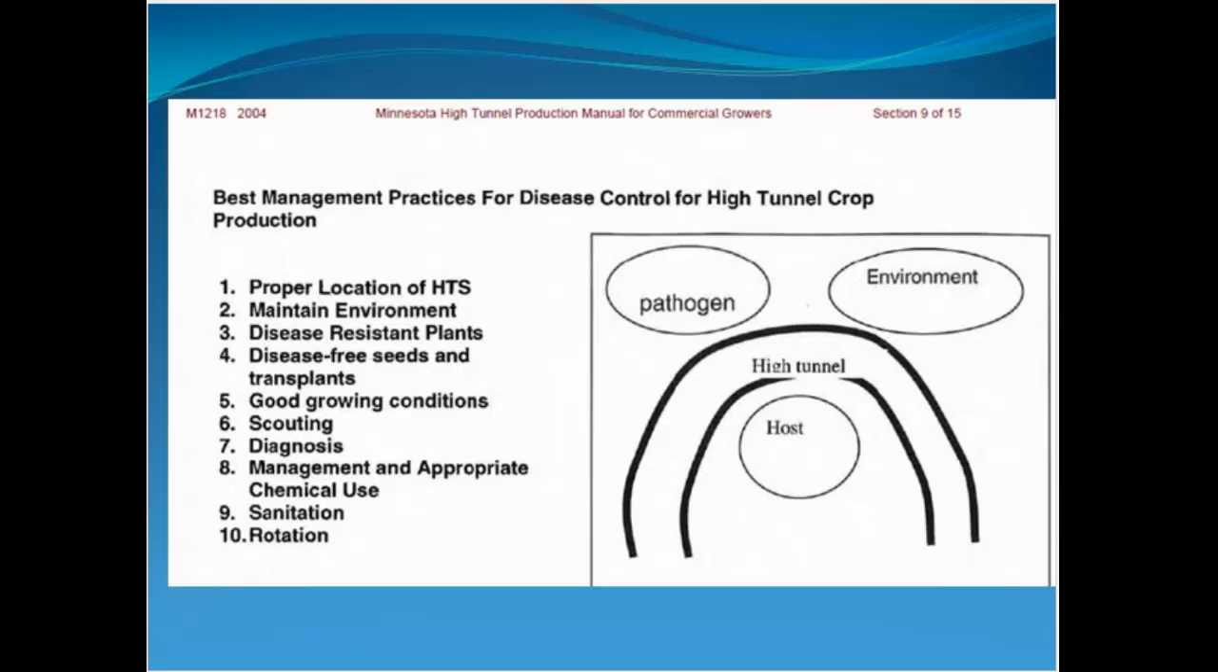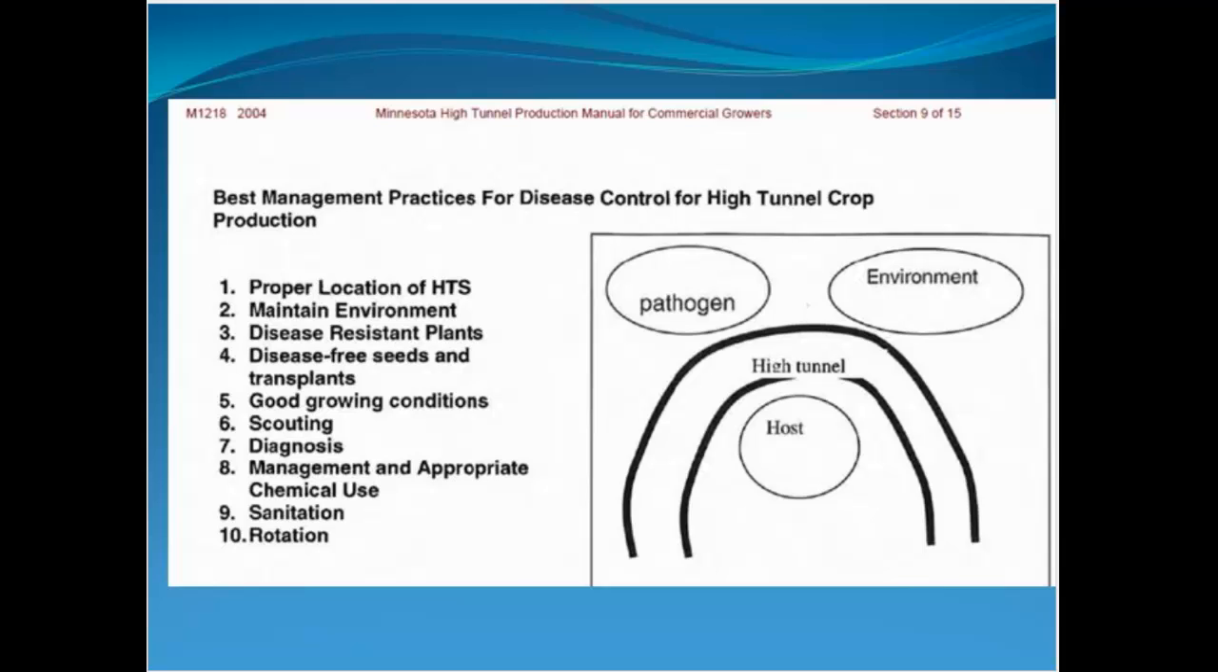Number 3 was disease-resistant plants, which is obvious. If you've got a choice, we'd rather use disease resistance. We'll talk about that more in a bit. Disease-free transplant material or disease-free seeds, good growing conditions. Do a good job of scouting your tunnel on a daily or at least every other day basis. Get on top of any pest problems that develop rather than waiting for the pest problem to become epidemic in its nature, where most of the plant material is already affected before you try to address the issue.